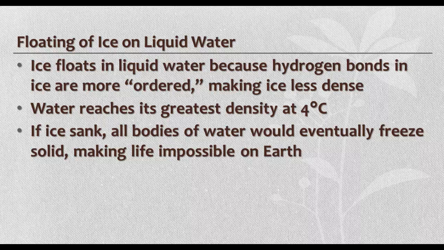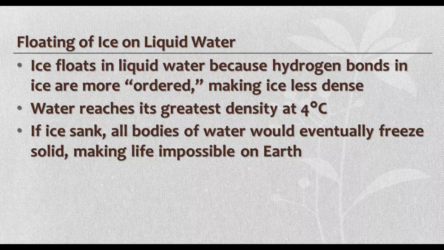The floating of ice on liquid water is really important. What happens when water freezes, and you probably learned some of this in chemistry, is that the hydrogen bonds in the ice are more orderly, and that makes the ice less dense. It doesn't trap air between the molecules, but it creates more regimented space between them, and they don't move around as much. Water reaches its greatest density at 4 degrees Celsius, and once it gets to a lower temperature, the density decreases, making the ice less dense than water and allowing it to float on the surface.